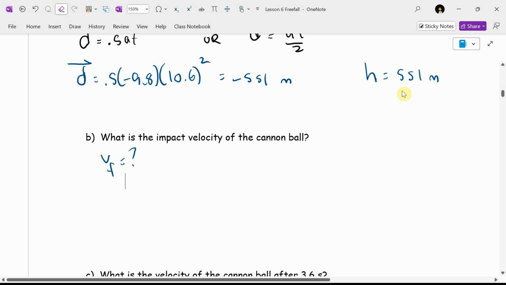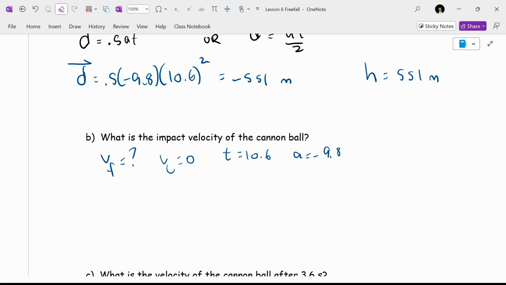What else can I use? Can I still say VI was 0? Was it still dropped? Yes. Is it still falling for 10.6 seconds? I think so. Oh, I said falling. What's A? Mr. Dueck? Yes, Dom. Could I also use the negative 550? Believe it or not, you could. The only issue is if I got this wrong and I use it, I'm going to get this wrong.